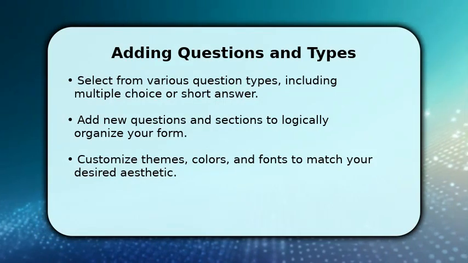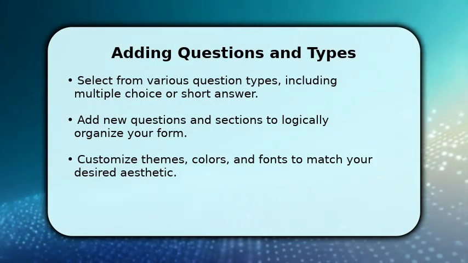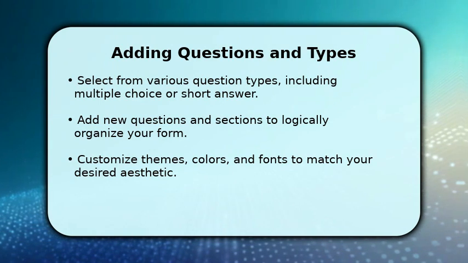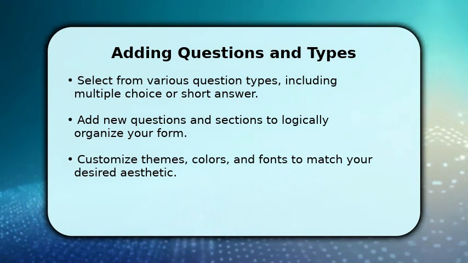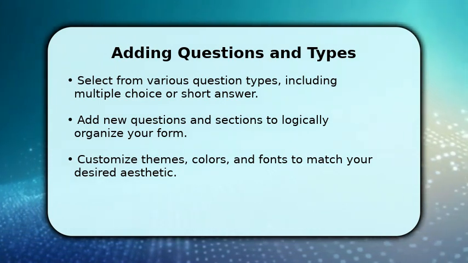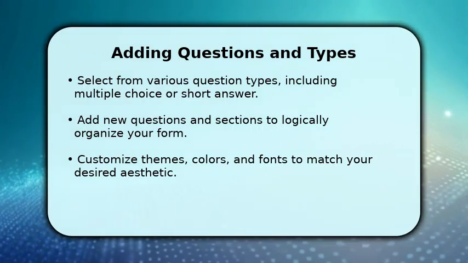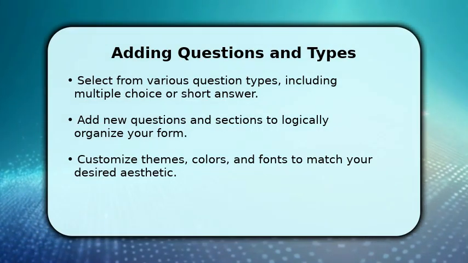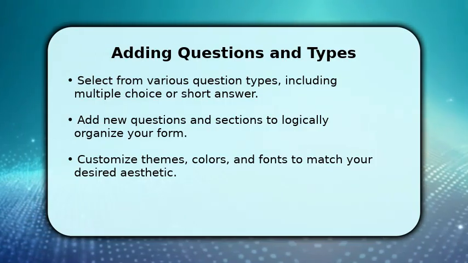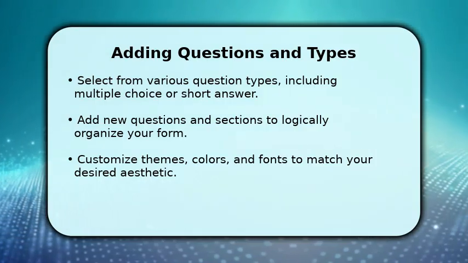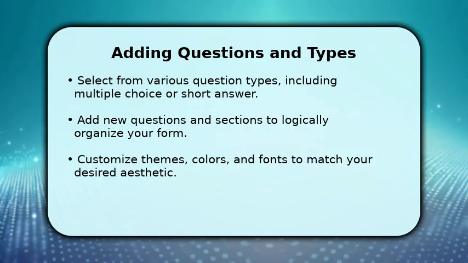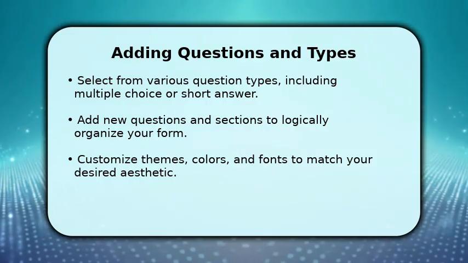Next, you will add questions to your form. Google Forms offers many question types, such as multiple choice, checkboxes, drop-downs, and short or long answer text. You can also add sections to group related questions, improving flow for respondents. Personalize your form's appearance by choosing a theme, adjusting colors, and selecting fonts to create a professional look.